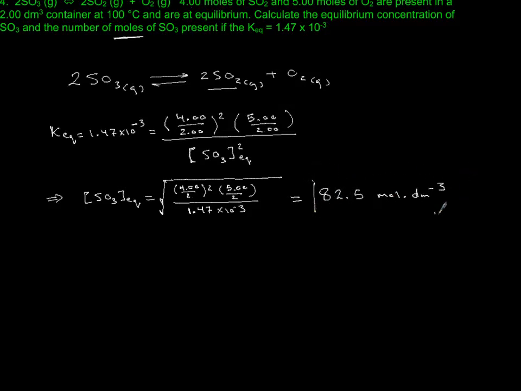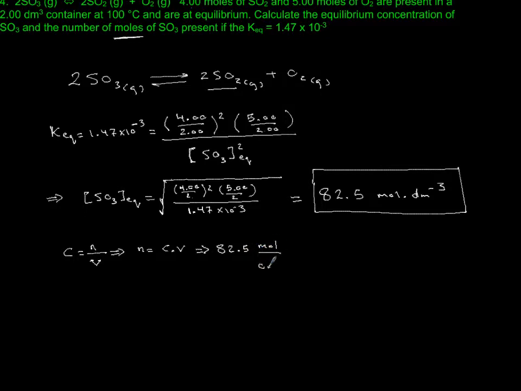Now the second part of the question is, how many moles do I have? Remember, concentration is moles divided by volume of the solution. Therefore, moles is simply concentration times volume. In this case, it's 82.5 mole per decimeter cube times volume, which is 2 decimeter cube. That container is 2 decimeter cube. When you do this, you will get twice as much, so it's 165 moles of your missing species, which was sulfur trioxide.